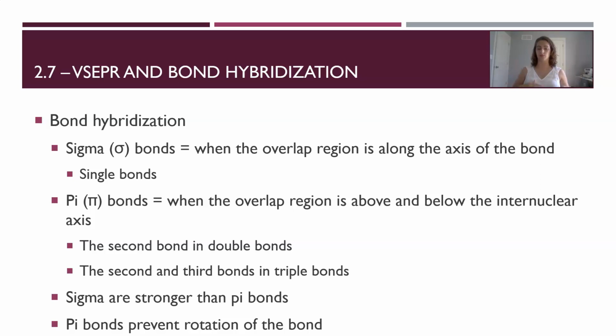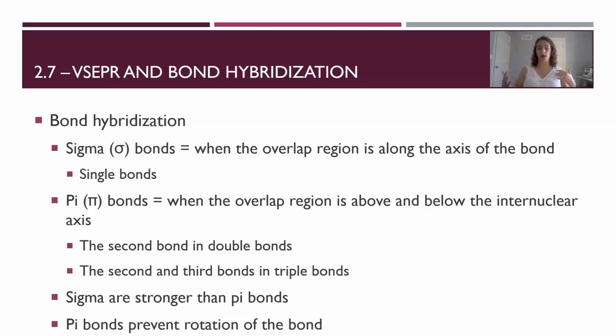Okay, you see how these add up? So the first one is always sigma, the other ones are the pi bonds. The sigma bonds are always stronger than the pi bonds. Those are those first ones. It's because they're along the axis. The pi bonds prevent the rotation of the bond. So they kind of lock it in, and that's part of what makes those triple bonds stronger and shorter than single bonds, is they prevent the rotation. But the sigma bonds are the ones that are stronger. They're the ones that are going to hold on first.